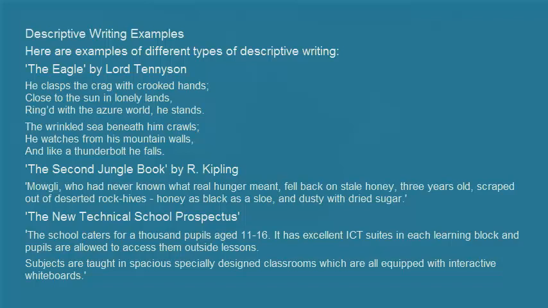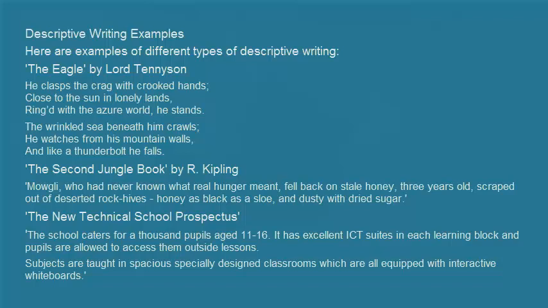The Eagle by Lord Tennyson. He clasps the crag with crooked hands, close to the sun in lonely lands, ringed with the azure world he stands. The wrinkled sea beneath him crawls, he watches from his mountain walls, and like a thunderbolt he falls.